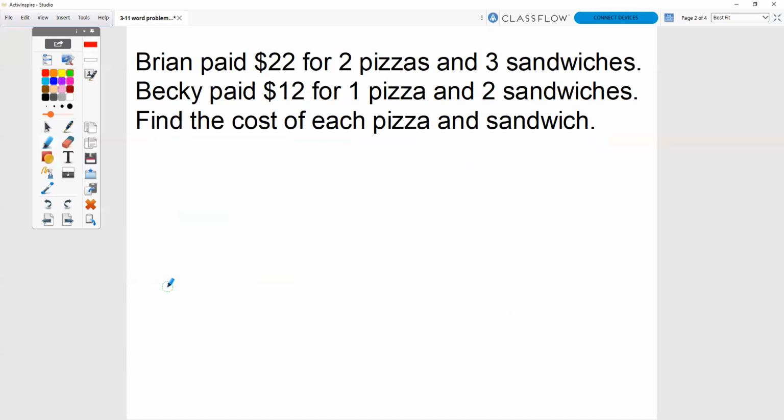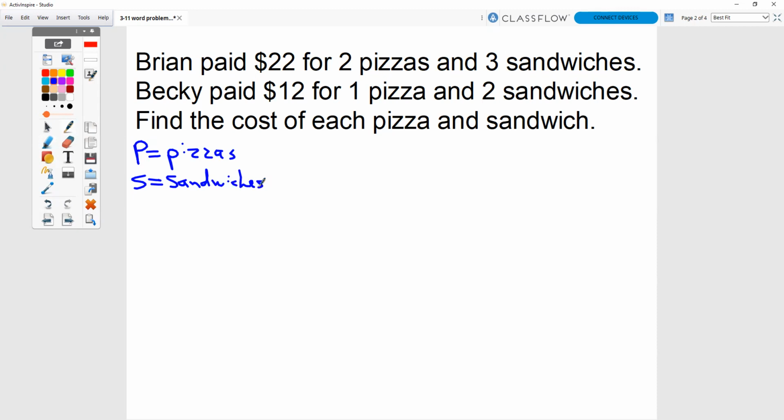So if we take a look at this first word problem, it says that Brian paid $22 for 2 pizzas and 3 sandwiches. Becky paid $12 for 1 pizza and 2 sandwiches. Find the cost of each pizza and sandwich. So the 2 letters that we're working with in this one, I'm going to choose P for pizzas. And I'm going to choose S for sandwiches.